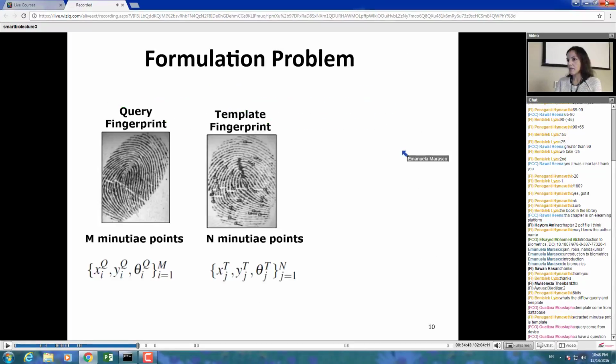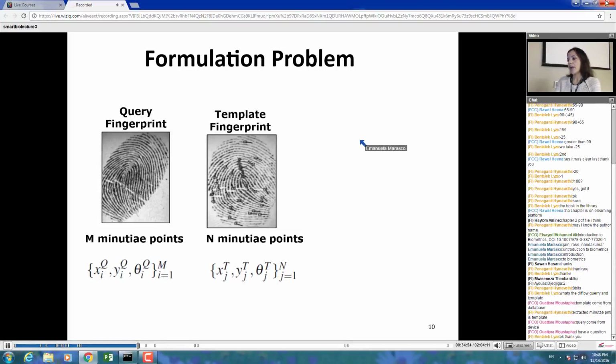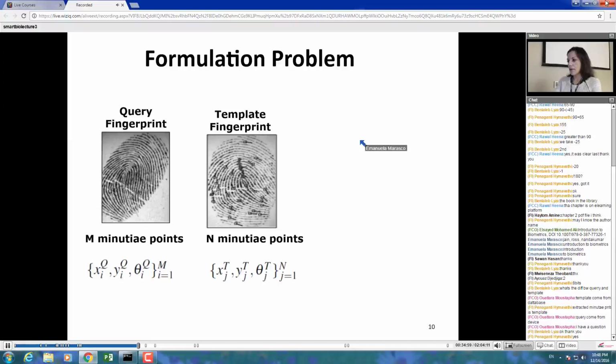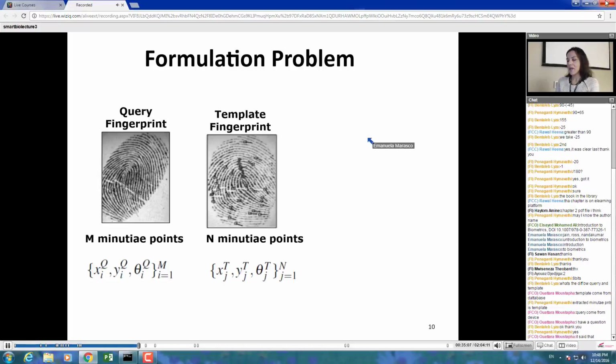So is the difference between query and template clear? Okay. And then there is another question. Feel free to ask. There is someone who has, I don't know if I pronounce it very well, but maybe not. But yeah, I'm waiting for the question.